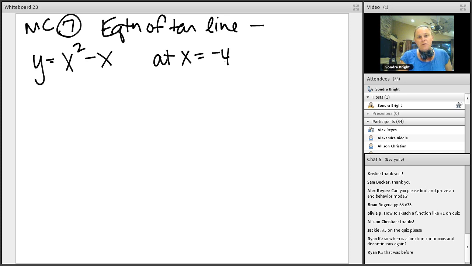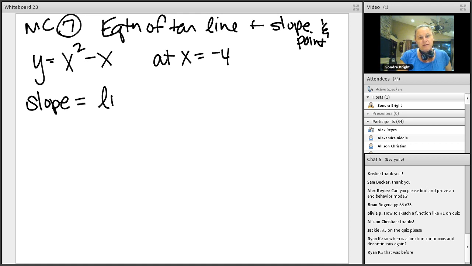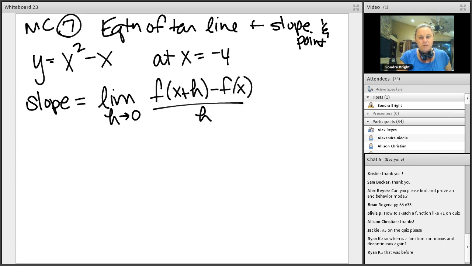Okay, so to get the equation of the tangent line, you need a slope and a point. And then the slope, m, is found by doing the limit as h goes to 0 of f of x plus h minus f of x all over h. That's how you find the slope of the tangent line, or instantaneous rate of change, same thing.